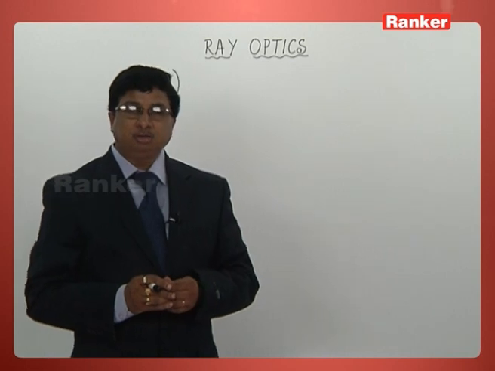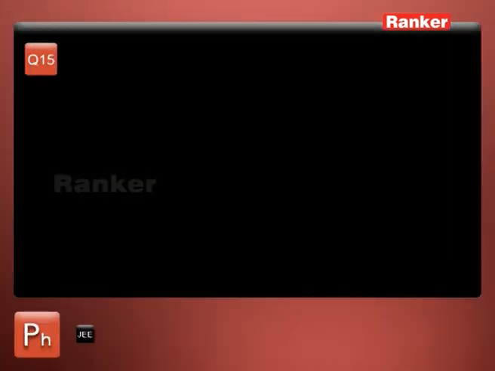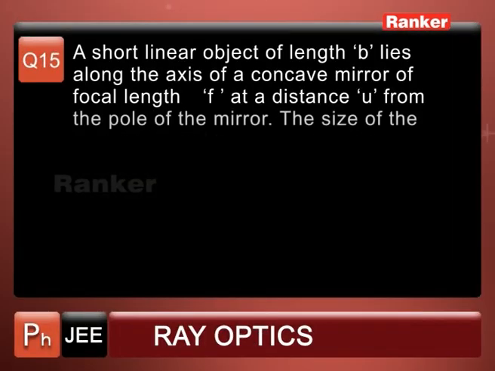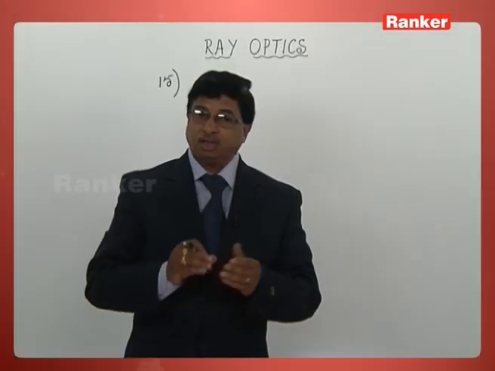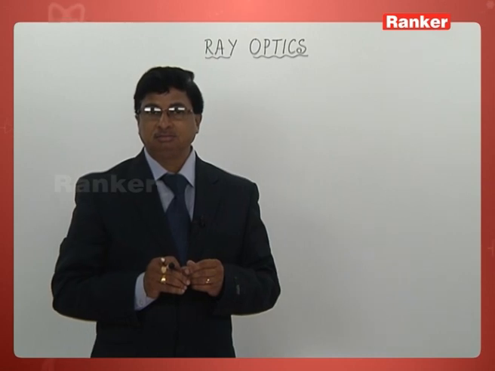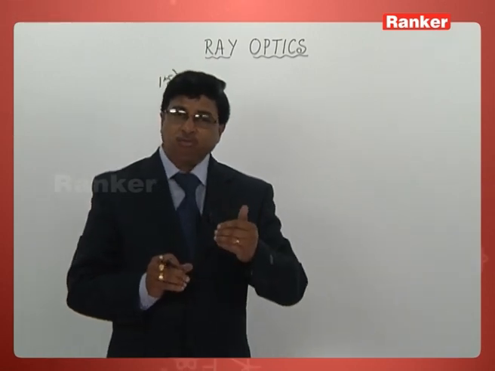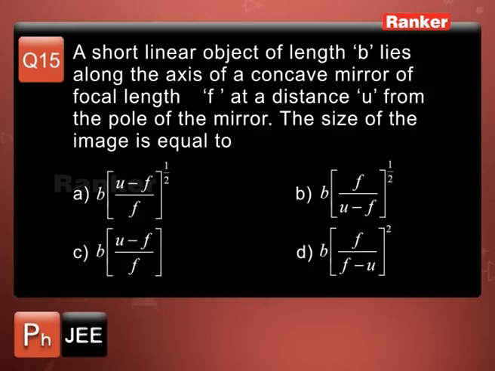Check the next number, that is 15. A short linear object of length b lies along the axis of a concave mirror of focal length f at a distance u from the pole of the mirror. The size of the image is equal to how much? He is asking the size of the image. Of course, he has given 4 different options.